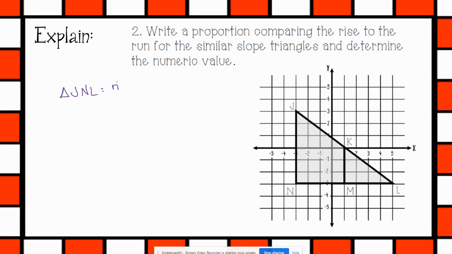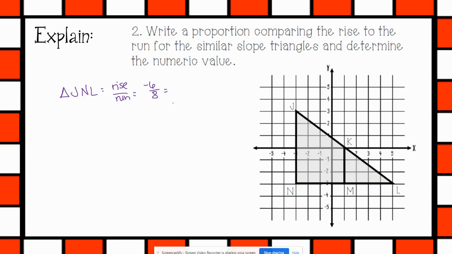So again, we're going to do rise over run. Well, to get from J to L, I would have to go down 1, 2, 3, 4, 5, 6. So that is a rise of -6 since I went down. Then I would run to the right 1, 2, 3, 4, 5, 6, 7, 8. Because I went to the right, that is a +8.